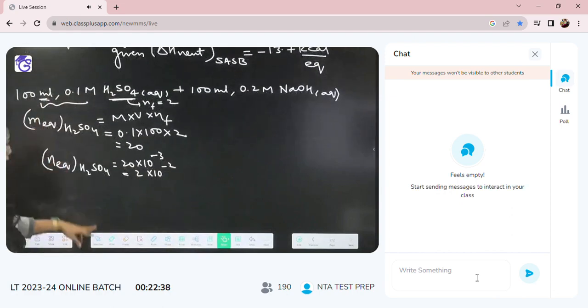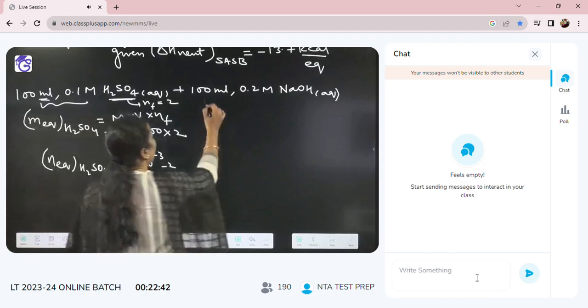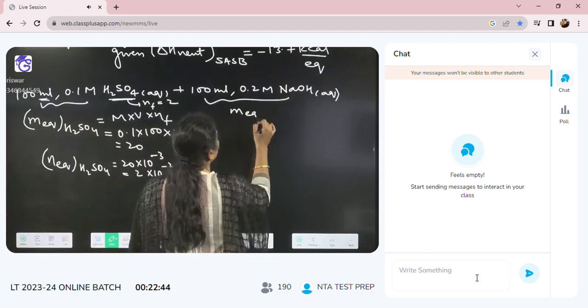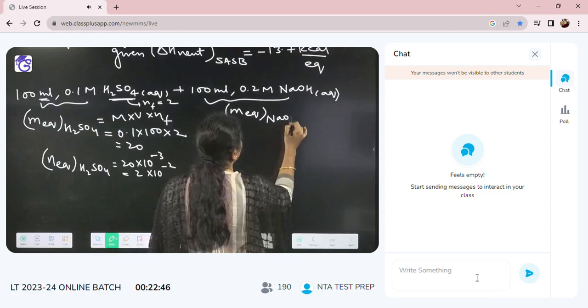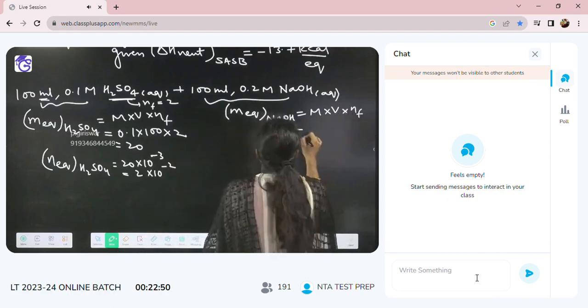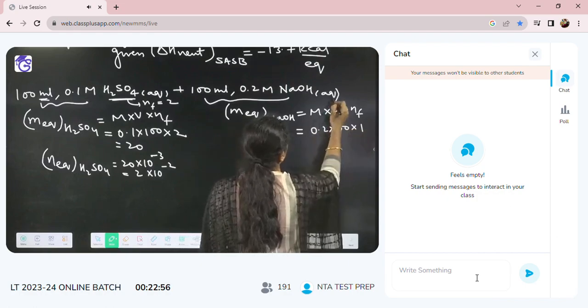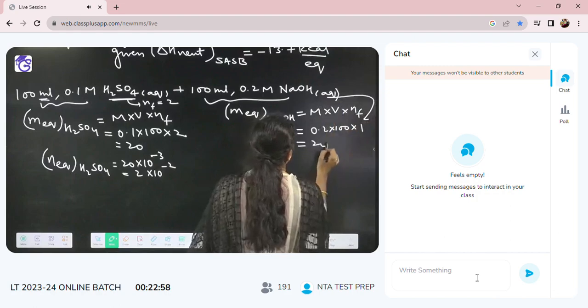Did you understand what I've written on the board? Simply, I have found out the milli equivalents here. Now for this also, milli equivalents of NaOH will be what? You have to write down molarity into volume into N factor. So basically you are having 0.2 into 100 into N factor for NaOH is 1. So will I get 20 milli equivalents here?